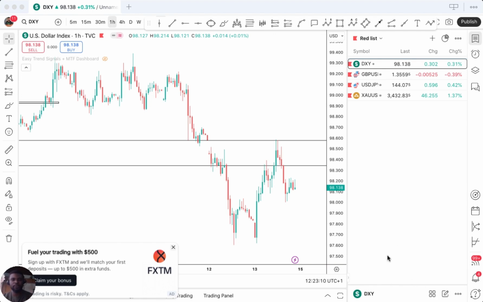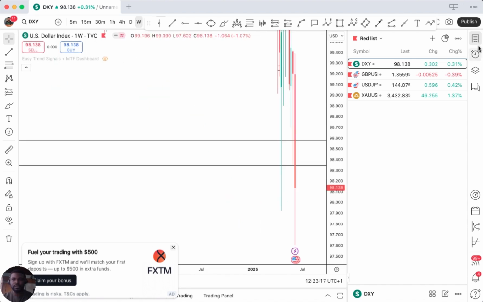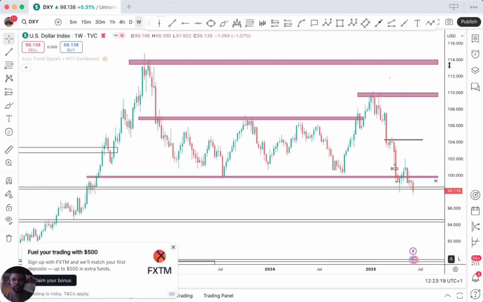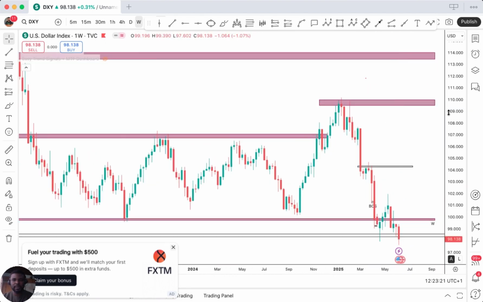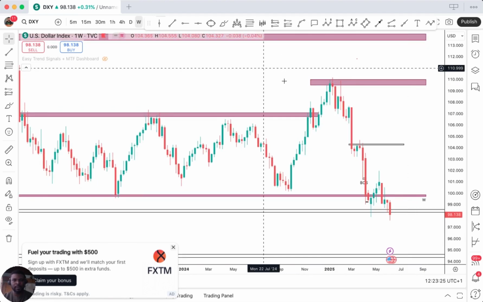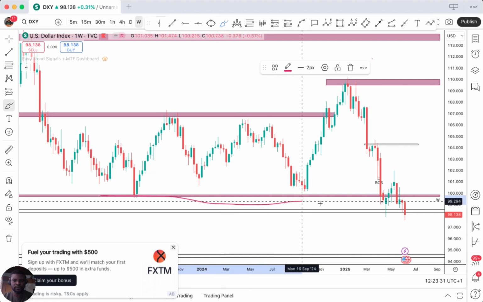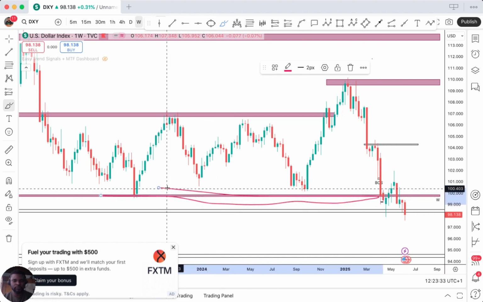Okay, so now to proceed, let's go to the weekly time frame. There are some things we need to watch out for on the weekly. You can see these are the old projections we have on DXY, and a few months ago we had price approaching the support zone. This is a very strong support region.